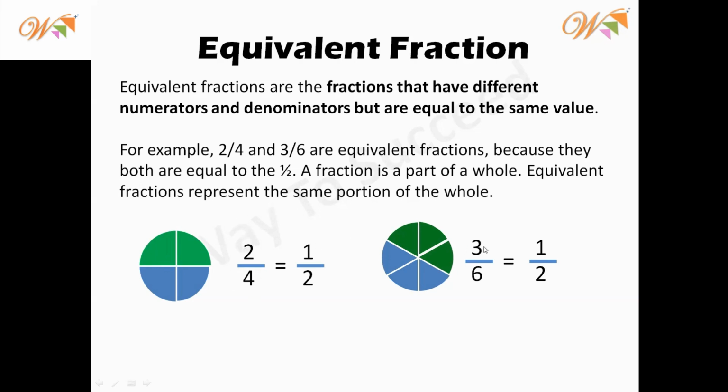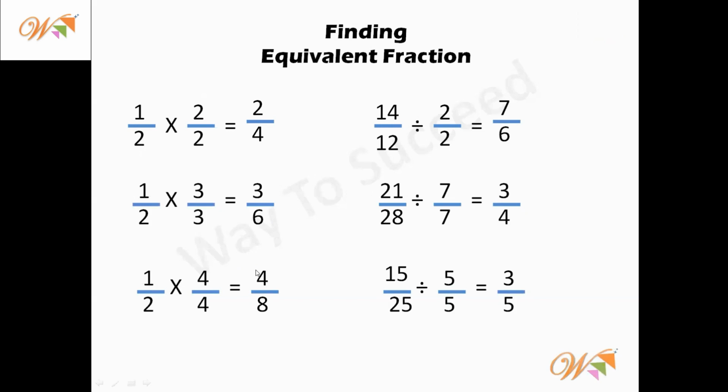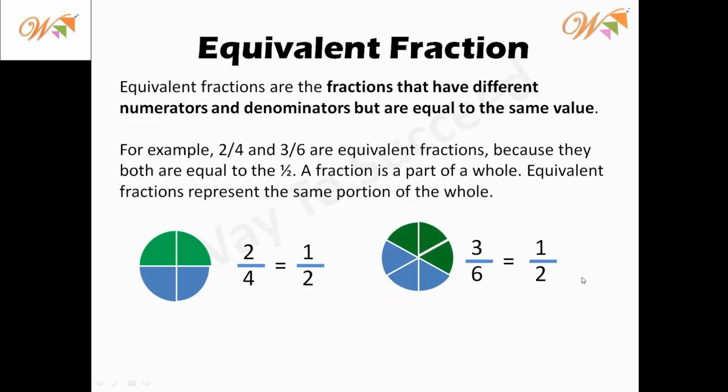In the same manner, if I say I have divided the pizza in 6 parts and I eat 3 out of it, 3 out of 6 is again the same as half, right? Now if you notice, 2/4, 1/2 or 3/6, though they have different numerators and different denominators, they all mean the same thing. They mean half. If I say I have eaten 1 out of 2, or 2 out of 4, or 3 out of 6, in all 3 cases, I am eating half a pizza. Correct? So such fractions are called equivalent fractions.